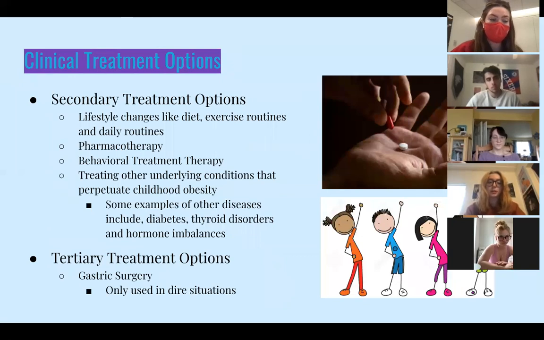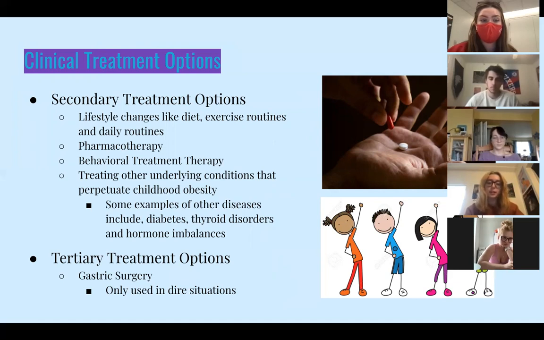So now we're going to talk about some clinical treatment options, and these can be used when the preventative actions don't really seem to work and the children are still struggling with obesity. Some secondary treatment options can be getting a dietitian and changing your lifestyle, maybe getting a personal trainer, implementing more exercise routines in your daily life. Another one can be pharmacotherapy, which is taking drugs that can help reduce the risk of obesity and other diseases.